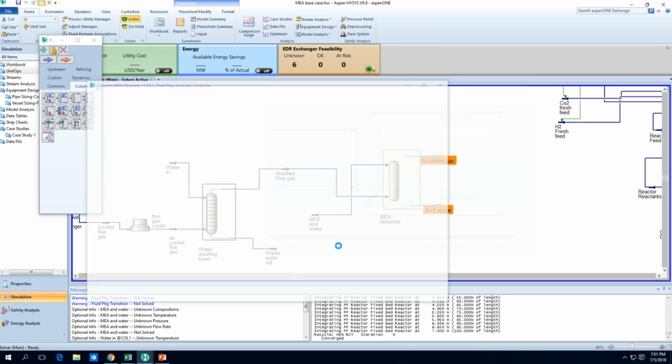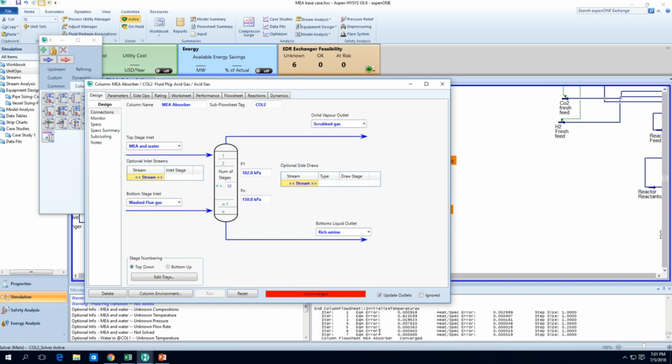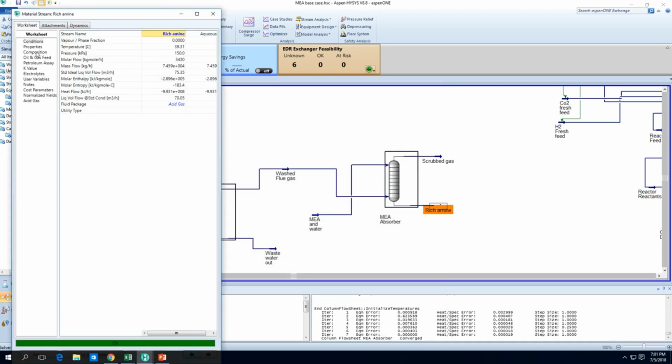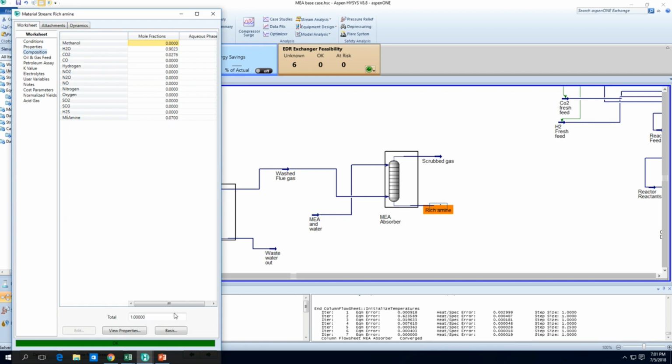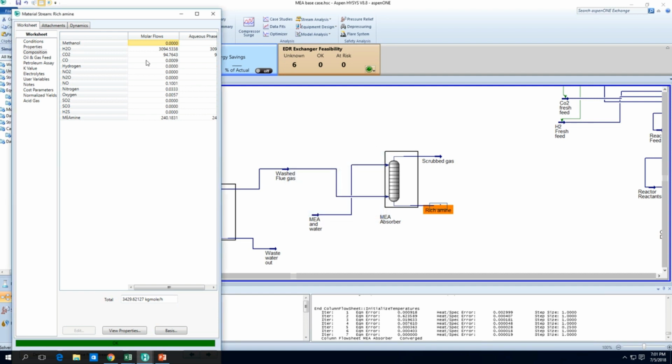Temperature estimate, we are not going to do anything, so let's run it to see whether it converges. Okay, HYSYS is lagging again, so let's just wait. So yeah, it's converged. Let's see how much CO2 has actually gone into the rich amine. Take a look at the mole flows. We see that only 94 kg mole per hour has been absorbed.